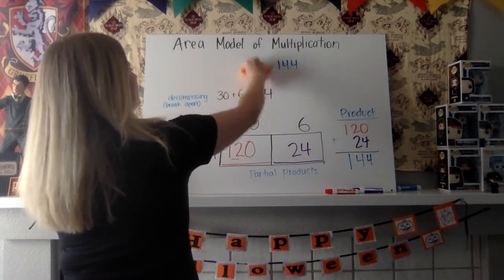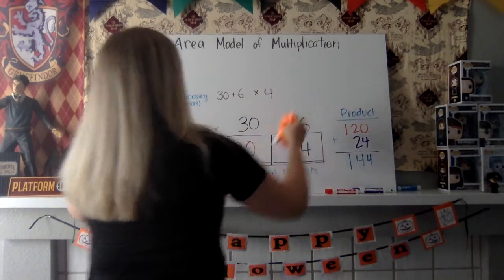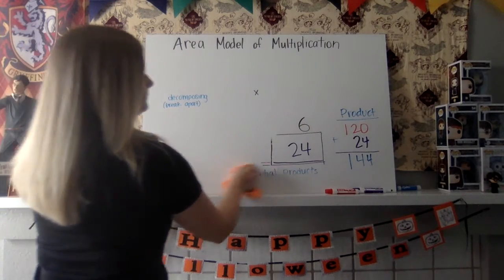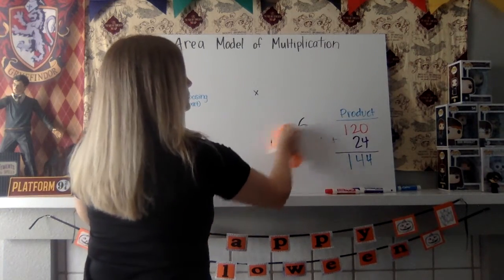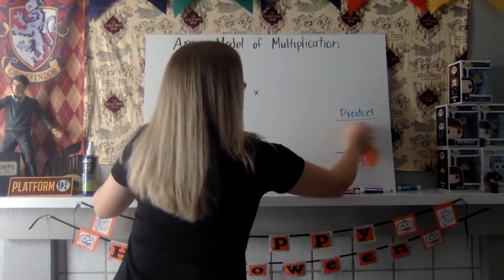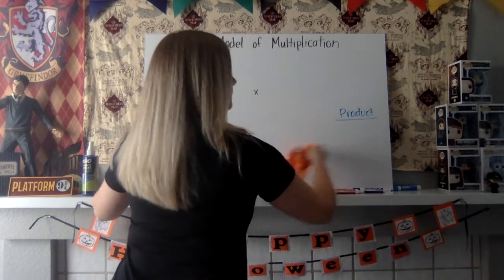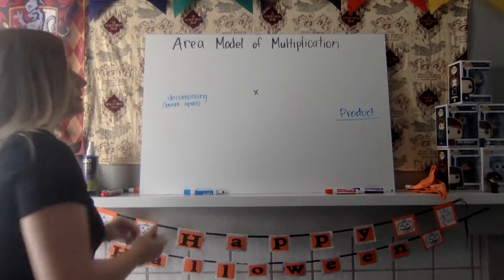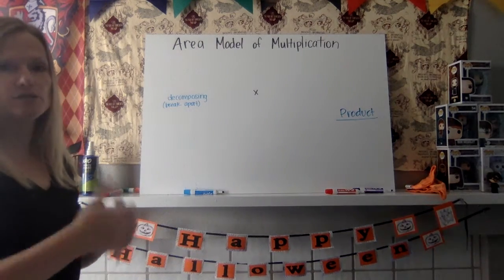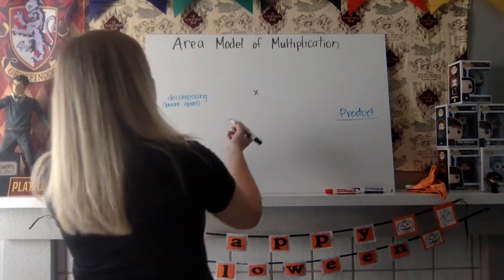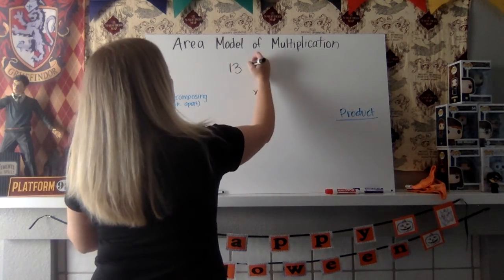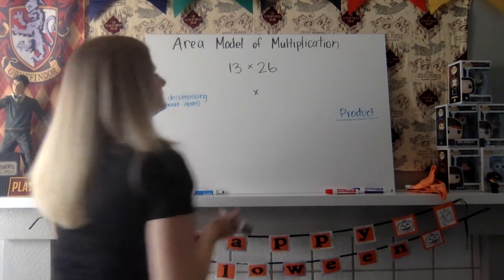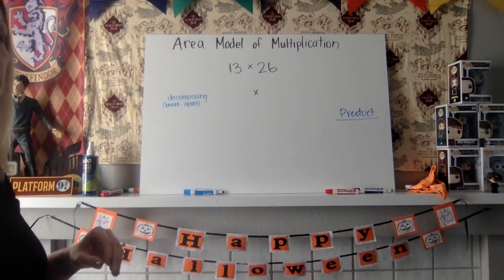So we're going to talk about a little bit more complicated of an equation. Okay, so I'm going to erase this example. So now what we're going to do is multiply a 2 by 2. So our factors are going to be 2 digit by 2 digit. So let's say we have 13 times 26. Okay? So we're going to decompose those numbers.